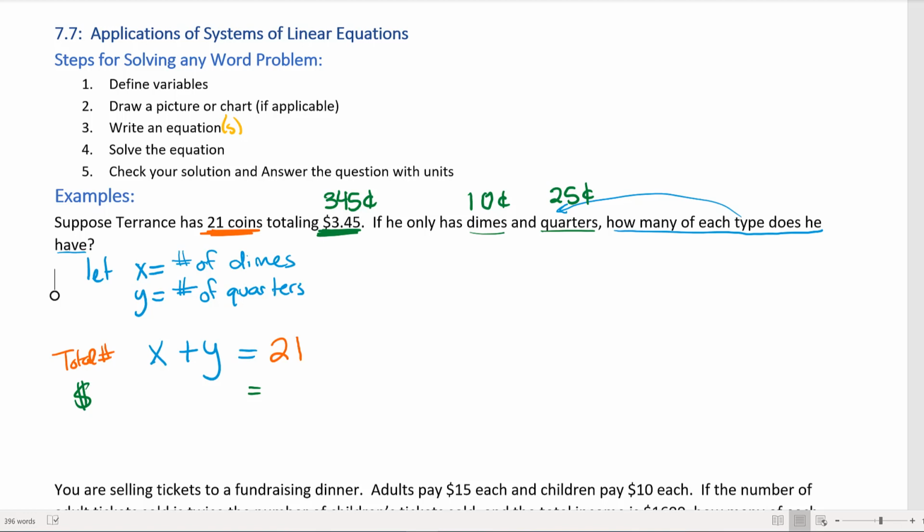So let's say I have x number of dimes. Well, if I have x number of dimes and each dime is worth 10 cents, I'm going to take 10 times x, and that's going to get me the amount of money I have in dimes. For example, let's say you had 3 dimes. You would take 10 times 3 and get 30 cents. Well, what if you had 7 dimes? Well, 10 times 7 is 70 cents. That's why we're multiplying. We're taking the value 10 times the number of dimes we have to get the amount of money we have in dimes.